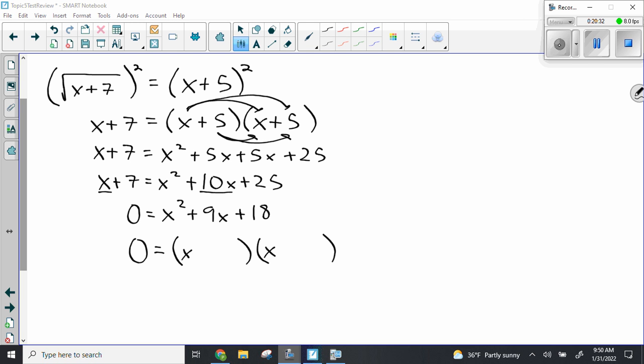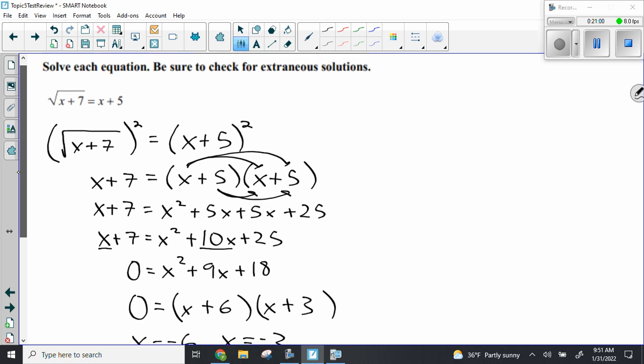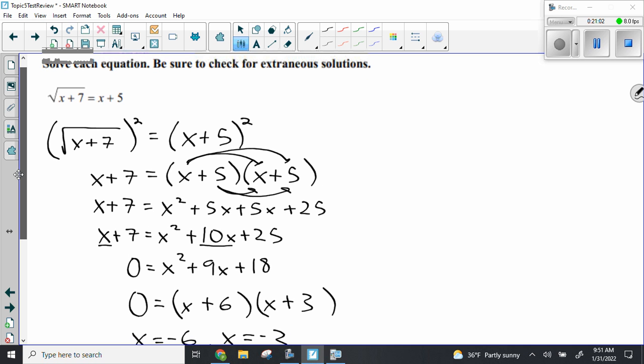And we can thank our lucky stars that there are two such numbers, right? Those two numbers are 6 and 3. So that means that my potential solutions are x equals -6 and x equals -3. I say potential solutions because there is a chance that one of them is extraneous. So we need to check for extraneous solutions. Let's go ahead and do that.